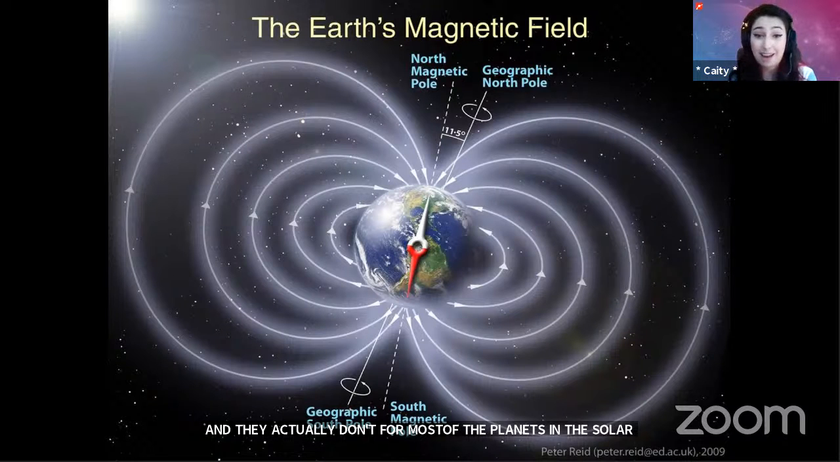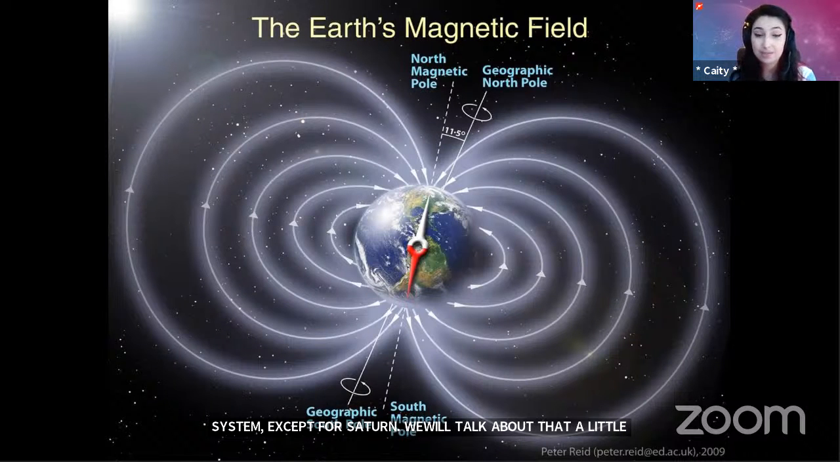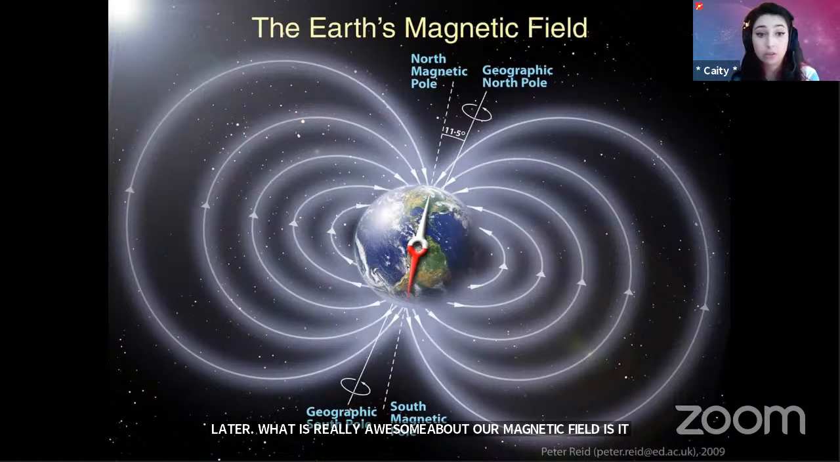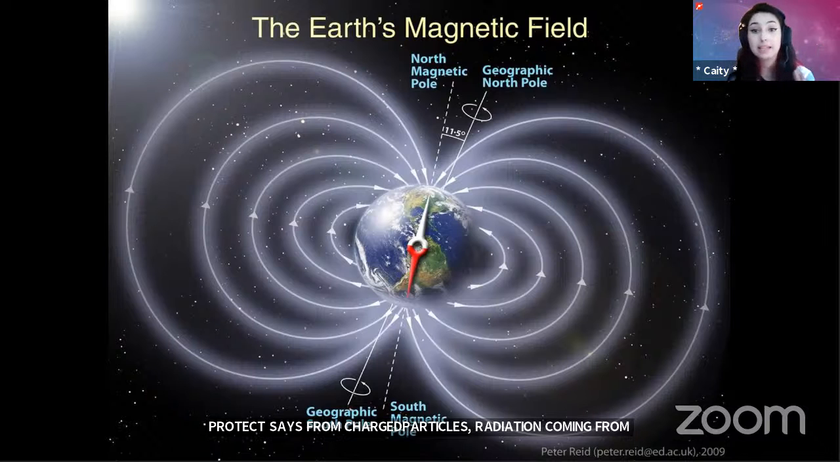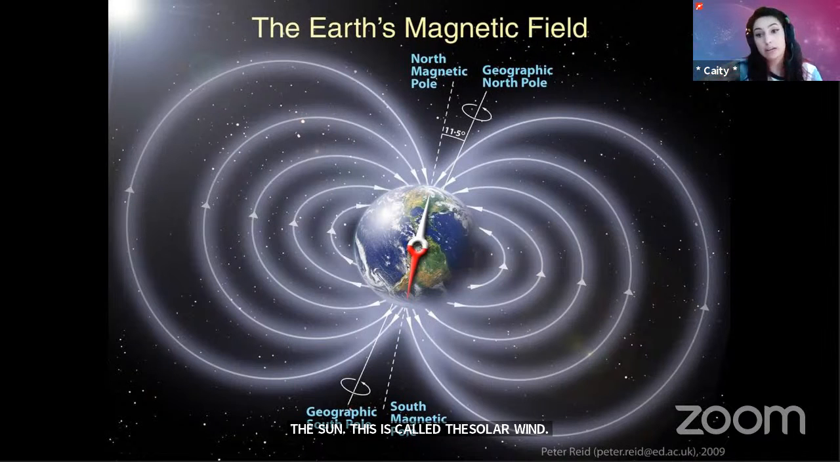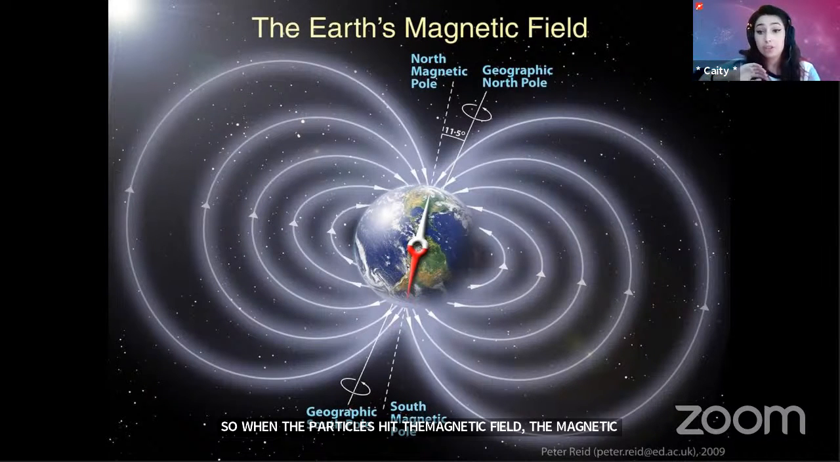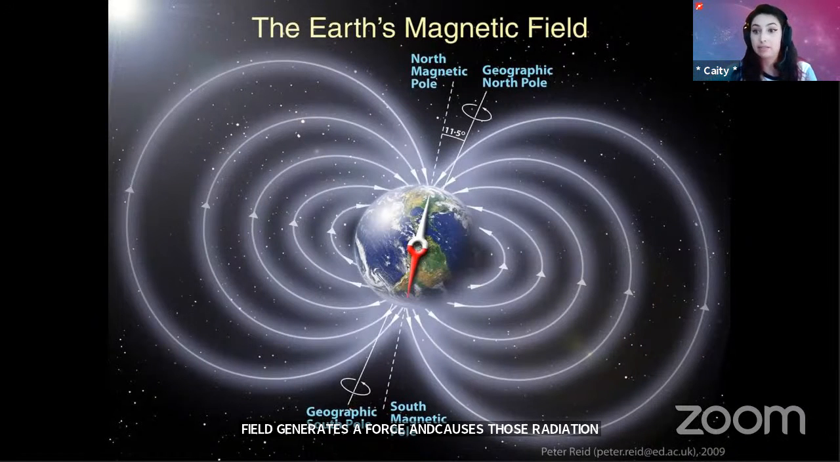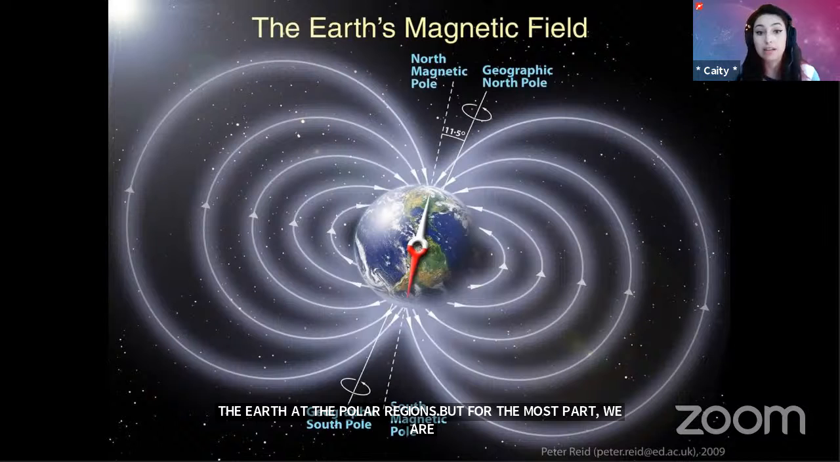Now, what's really awesome about our magnetic field is that it protects us from charged particles and radiation coming from the sun. This is called the solar wind. And so when the particles hit the magnetic field, it actually generates a force and causes those radiation particles to just kind of bend away. So they don't end up coming down and hitting the Earth. Some of them do. They travel along the field lines and enter the Earth at the polar regions. But for the most part, we are protected by the magnetic field. And it's one of the reasons that life is able to exist on the Earth.